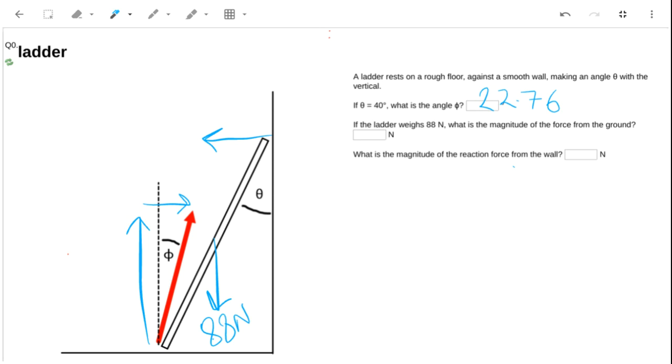So calling it F, I suppose, then F cos phi equals 88. So I need to do 88 divided by cos of the previous answer, and that gives me 95.43 newtons.